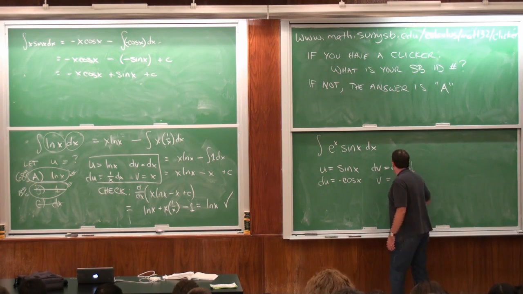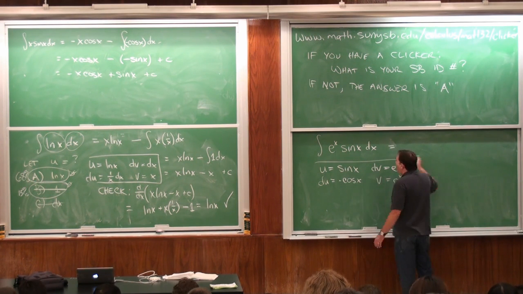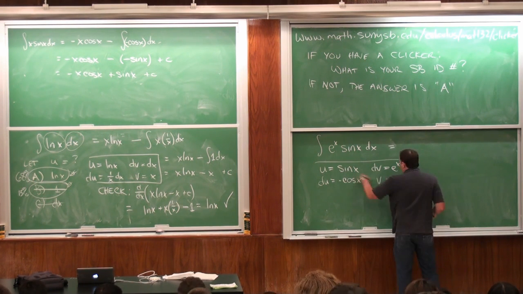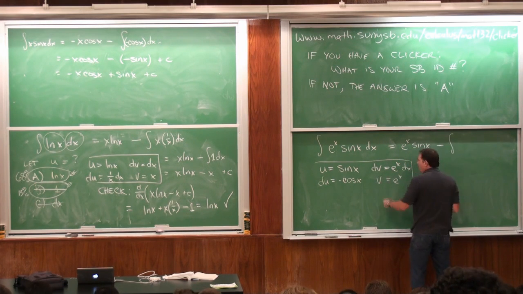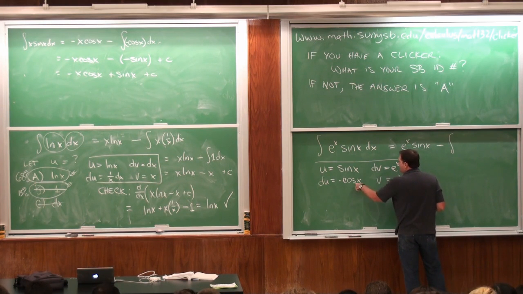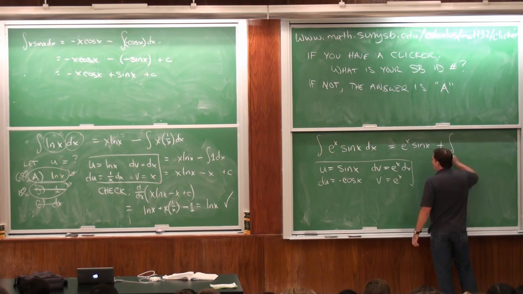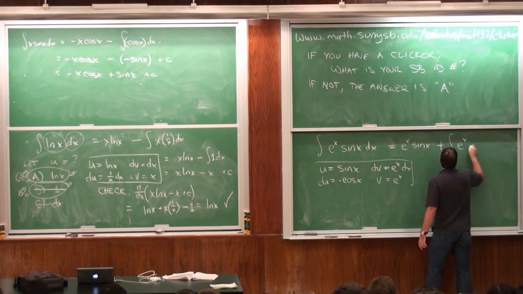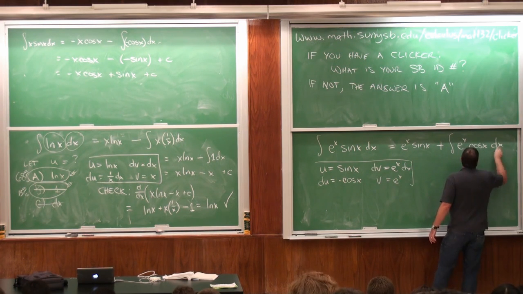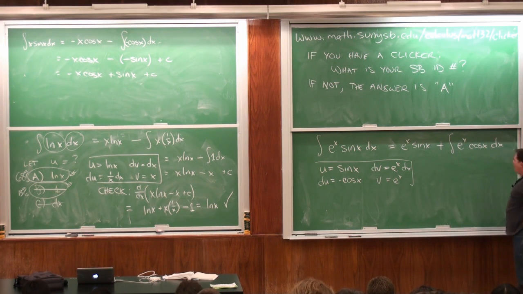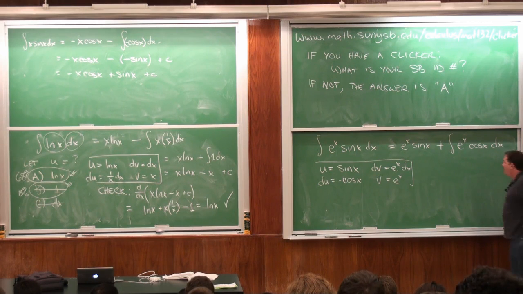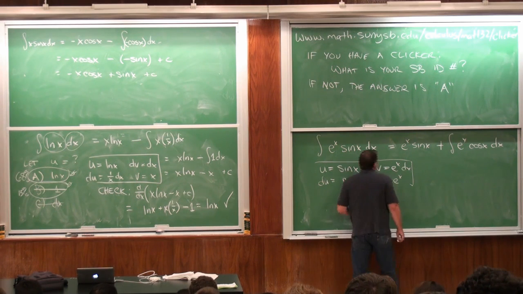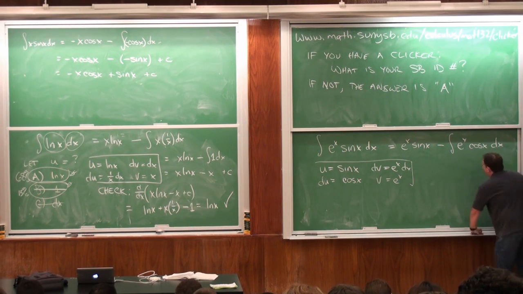And so by parts, this tells me that this must be uv minus the integral of v du. So that's minus the integral of e to the x cosine x dx. Well, doesn't look like... Did I make a mistake? Okay, so... Oh, because I'm stupid. Yeah, that's better.